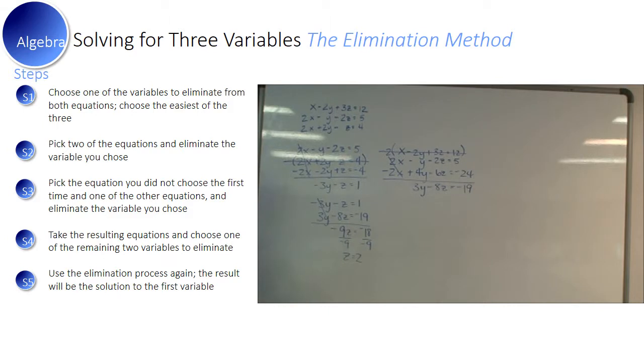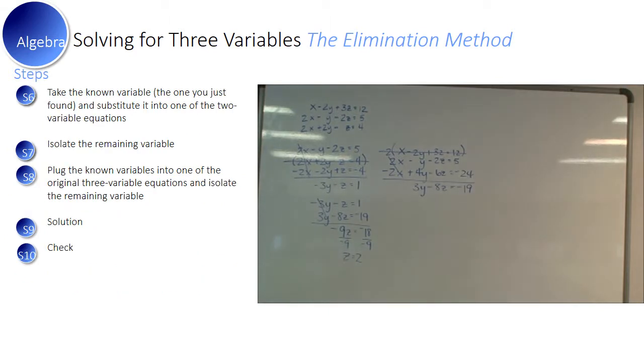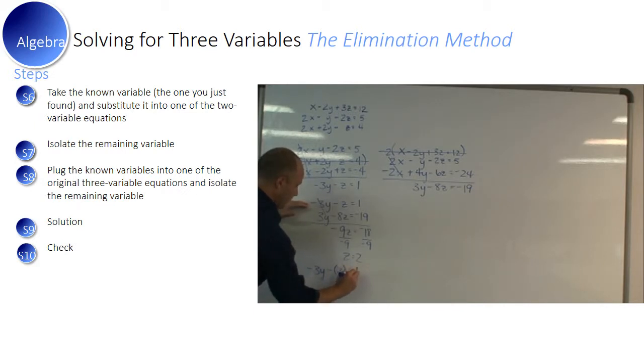So now we have one of our solutions. We know that z equals 2, but we've still got to find x and y. So the next variable we're going to find is y, because we've already got these equations here. We're going to take the z that we know, which is 2, and plug it back into one of these two equations. It's really up to you. The easier one is probably going to be this one here. So we'll rewrite this as negative 3y minus the quantity of 2 equals 1.